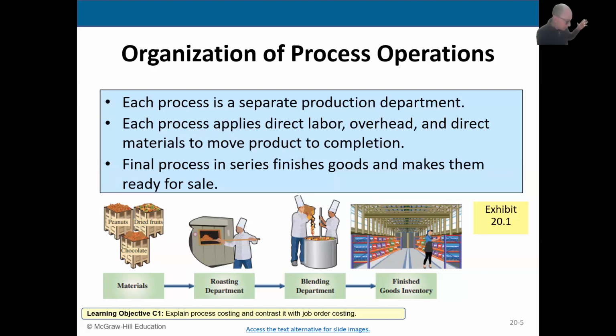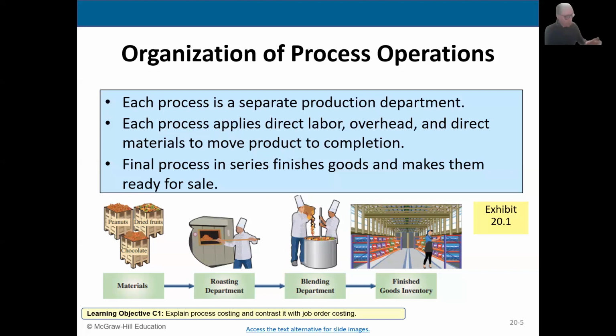So as the fruit starts at raw materials, the beans are extracted, and it moves into what we call the roasting department. And in the roasting department, we're adding in some direct labor, and we're adding in some factory overhead, and we're adding in some additional materials, right?